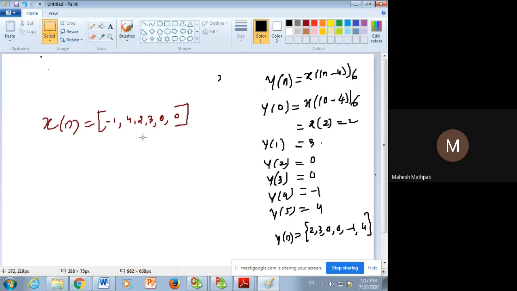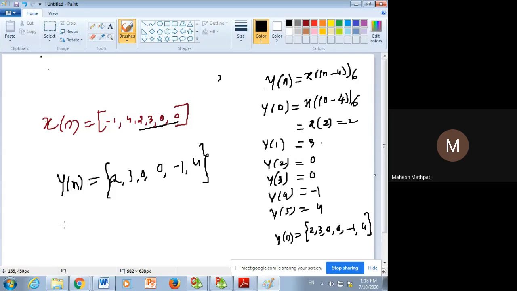So these 4 numbers we will write as it is first. So first these 4 numbers. Okay. So these 4 numbers we are writing as it is, as L is 4. So y of n equals, I will write it as 2, 3, 0, 0, followed by the remaining numbers.